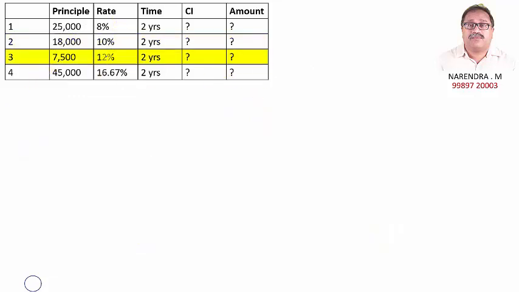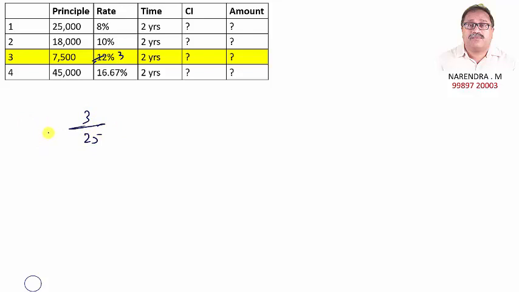Now, this is 7,500 principal, 12% rate of interest, and time 2 years. Find the difference. Let's work out what is the 12% fraction. So can you do it mentally? 12 by 100. I know that 12 gets cancelled by 4, how many times? 3 times. 100 gets cancelled by 4, 25 times. So I can directly take it as 3 by 25.